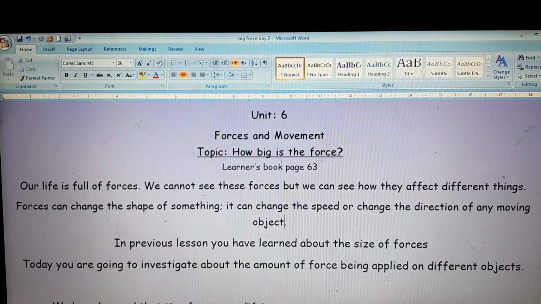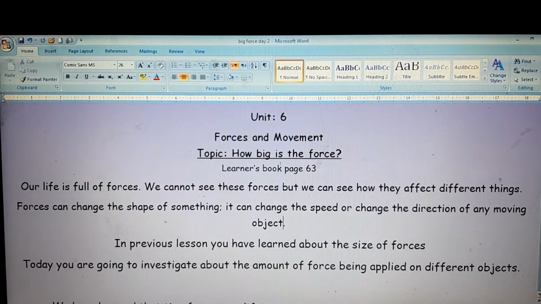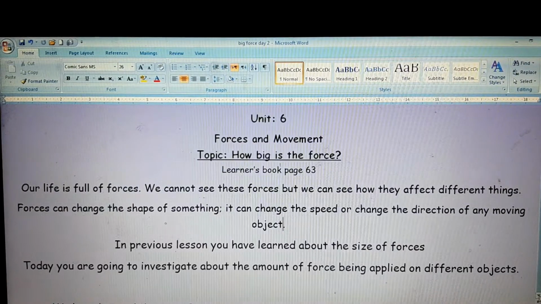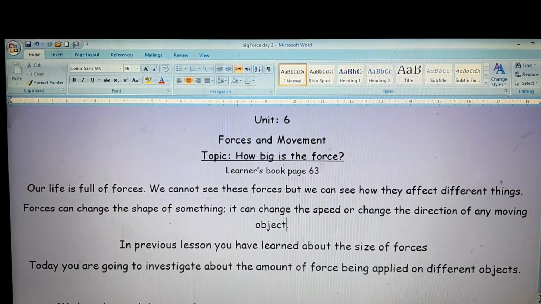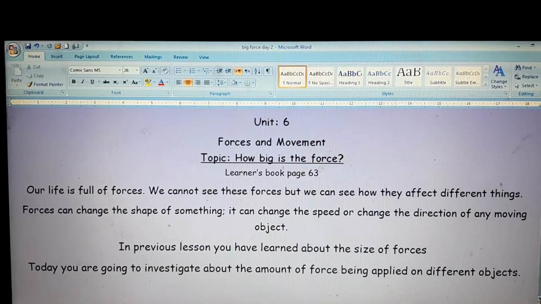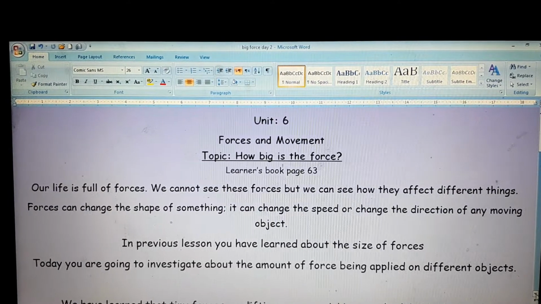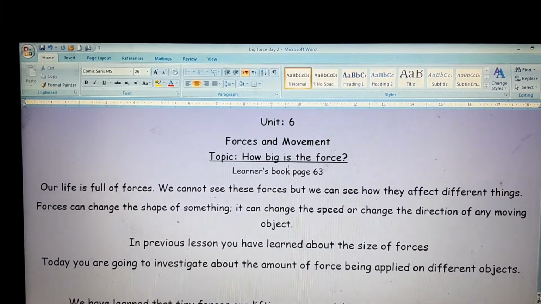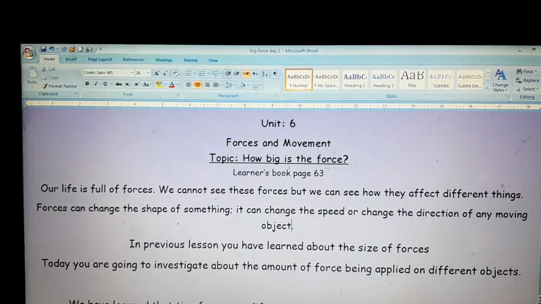We are covering a topic, forces and movement. In the previous lesson, we learned about how big or small a force can be. Today, we are going to do a small activity that is on your learner's book page number 63.